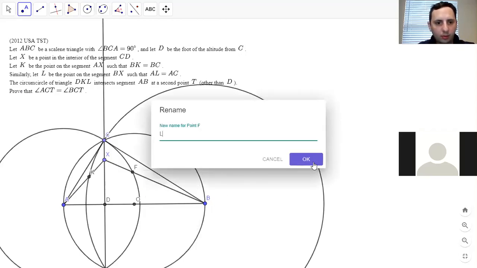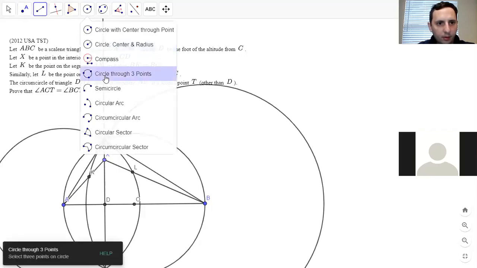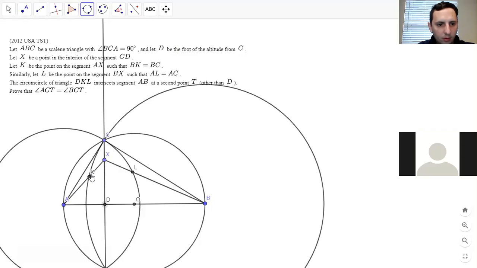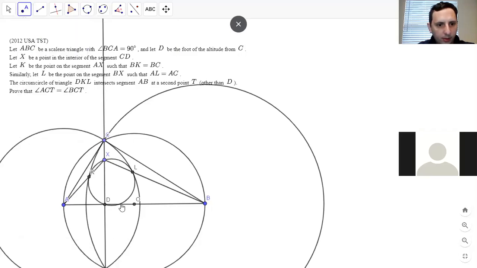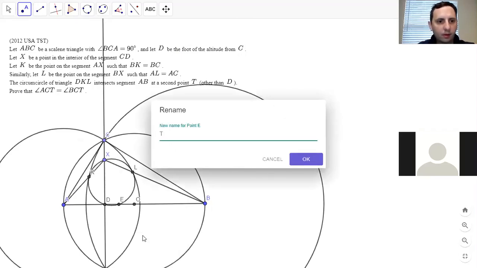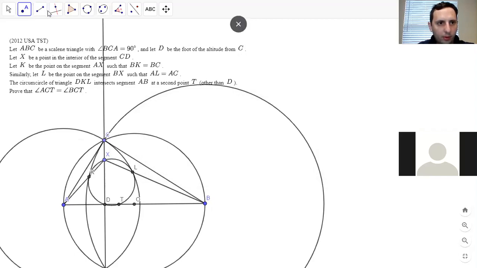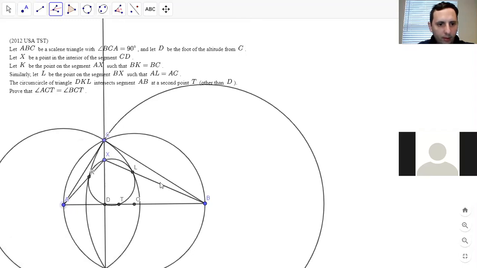And the circumcircle of DKL intersects AB at another point, T. We want to show that angle ACT equals angle BCT. Does that mean they're both 45 degrees? I think so, so let me check that out. I don't think it was this exact problem. So we want to show ACT and BCT are 45 degrees.